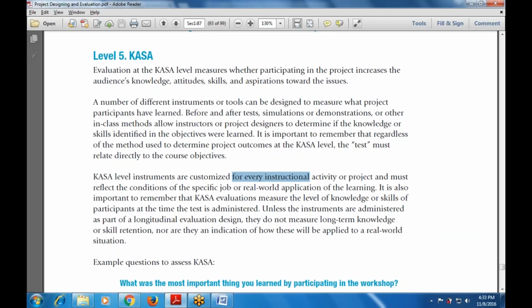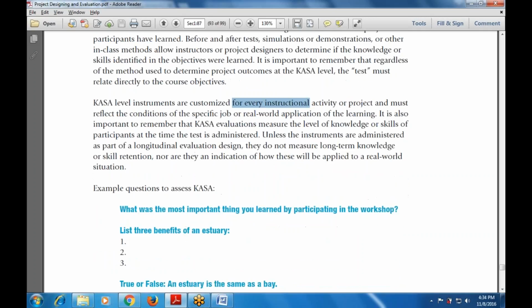Now, example questions to assess the KASA. What are the various example questions used to assess the KASA? The first question is, what was the most important thing that you learned by participating in the workshop? What are the various ways by which it worked?